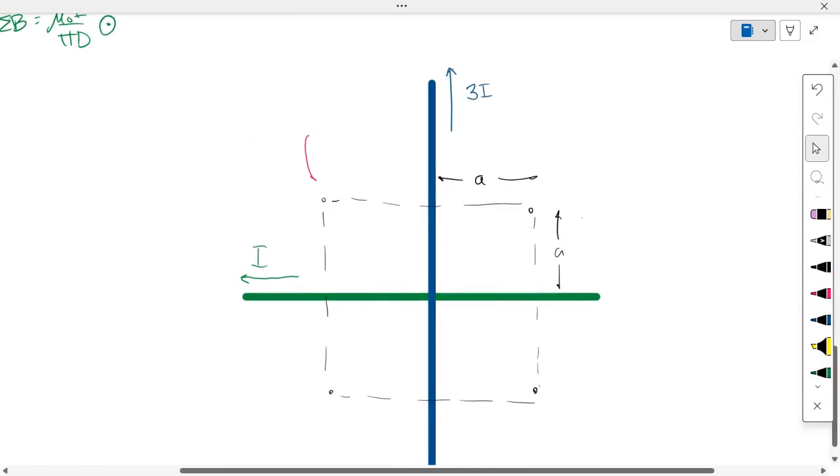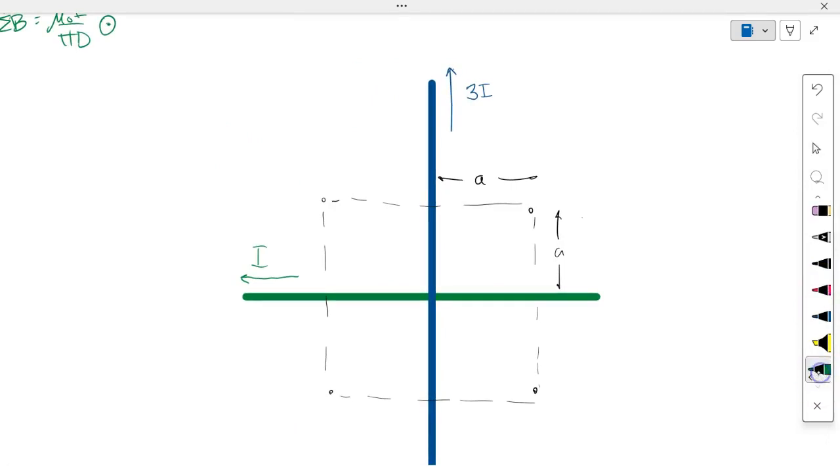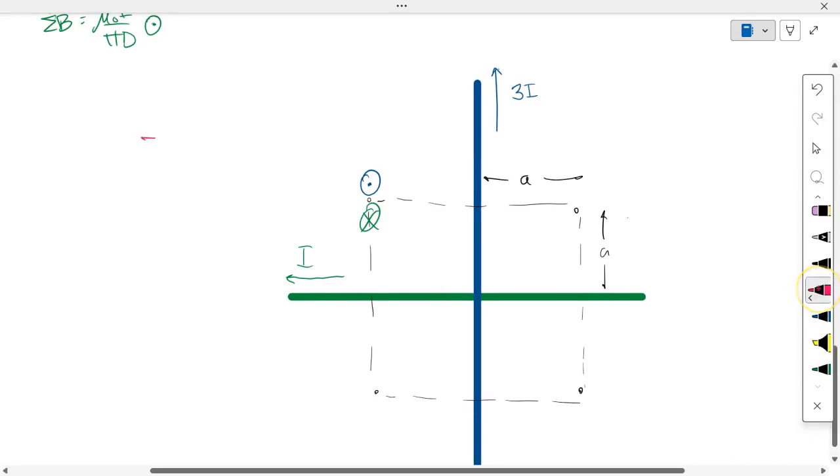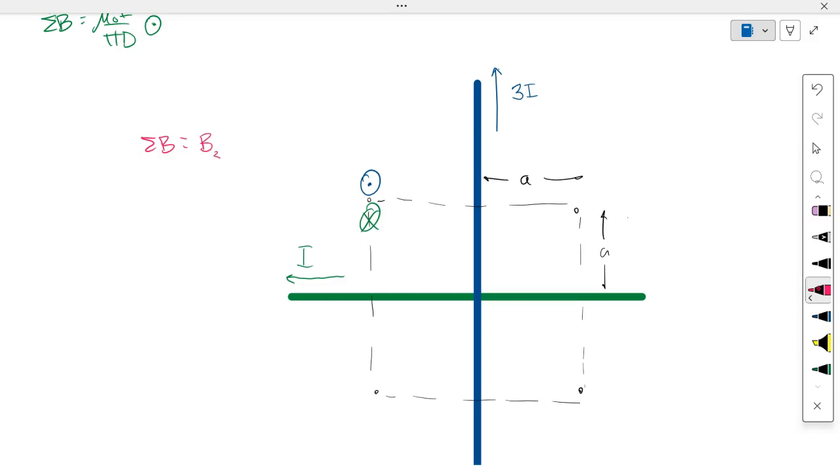Shall we? So let's look at contributions from each current carrier. From the blue, right thumb upward, fingers point out of the page. From the green, right thumb to the left, fingers would tap into the page. So up here, my net B would be, how about this? The one pointing outward is stronger because it's a stronger current. So I'm going to write it like this: B from the 3I minus B from the 1I.